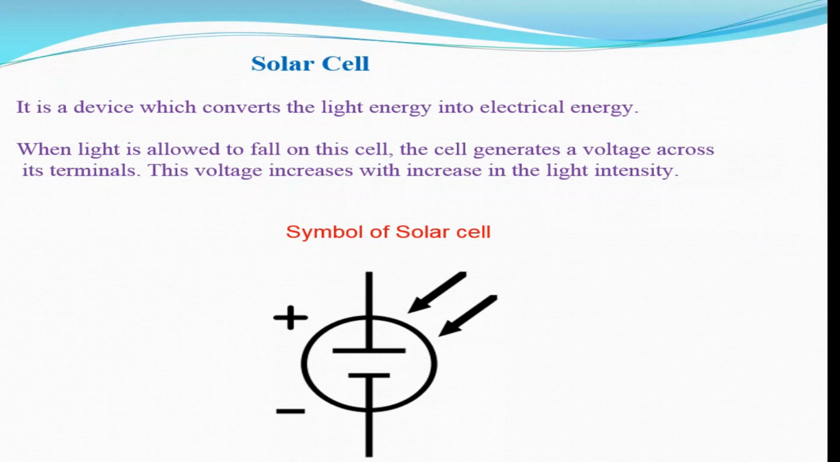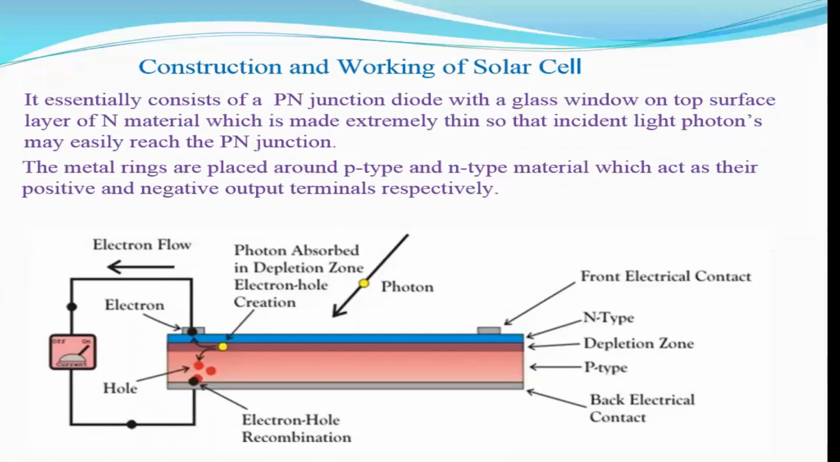Coming to the solar cell, the working principle behind the solar cell is that it converts light energy into electrical energy. When light is falling on the cell, it generates a voltage across the terminals, and this voltage increases with the increase in light intensity. In this diagram, the symbol of a solar cell has a battery symbol. Above this we have arrows indicating that light is incident on it and voltage is being generated.